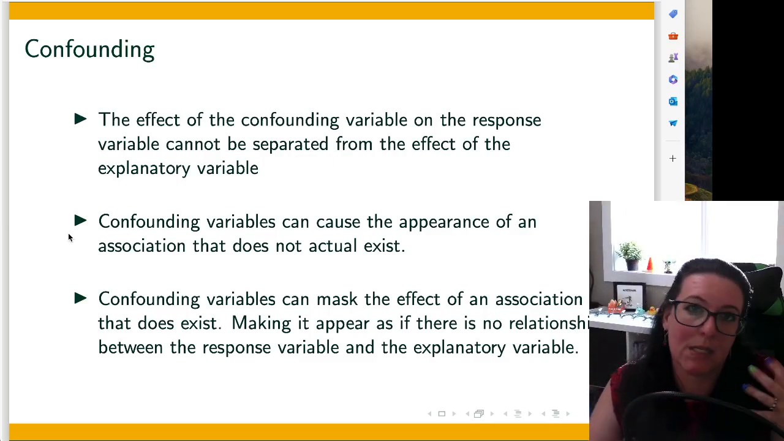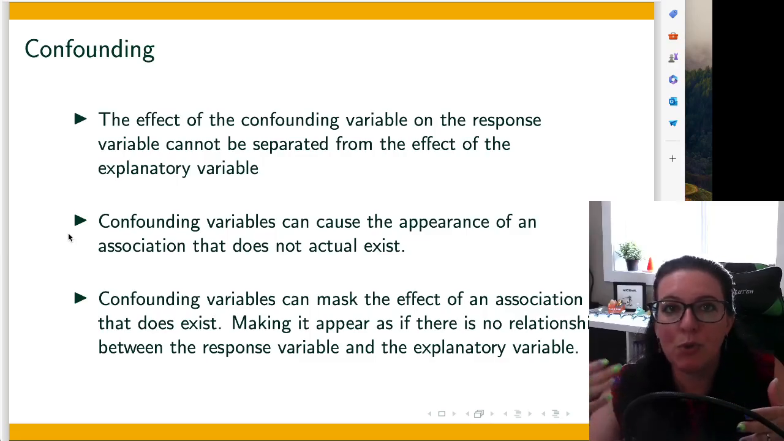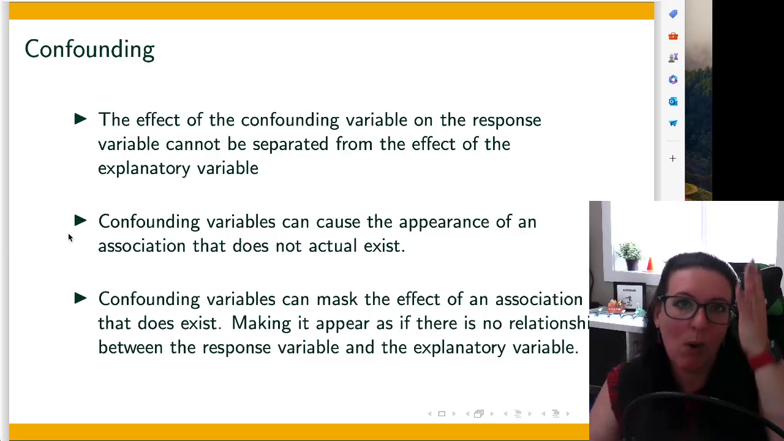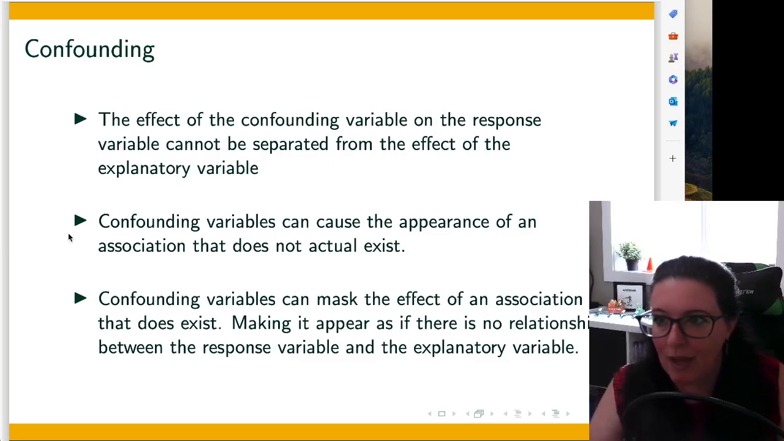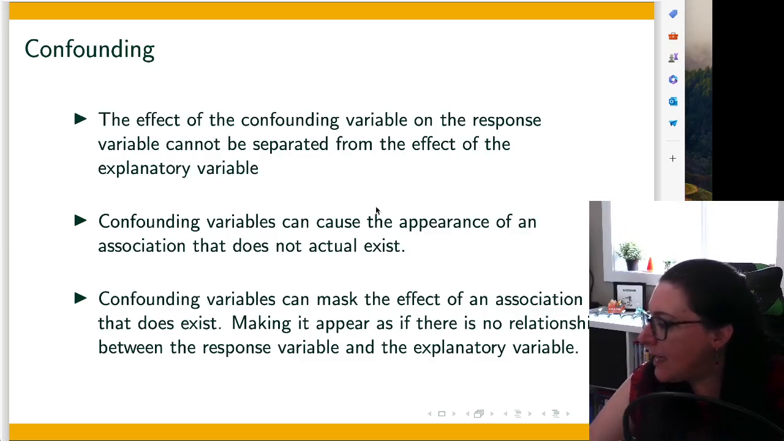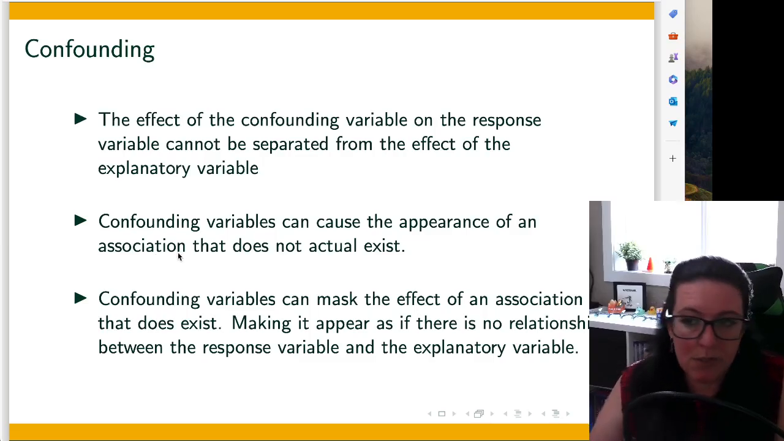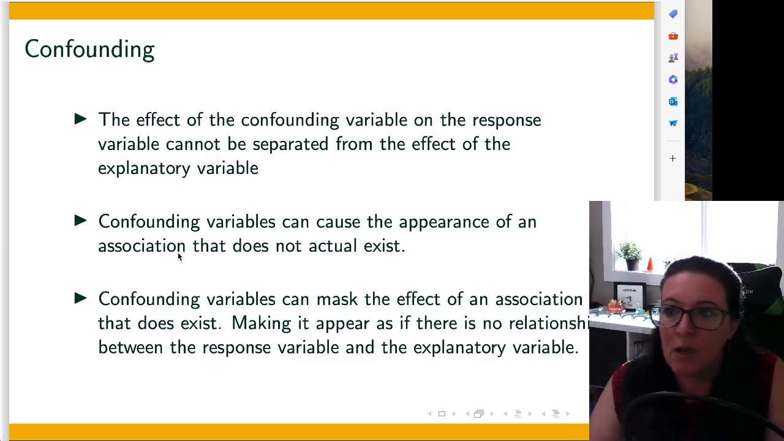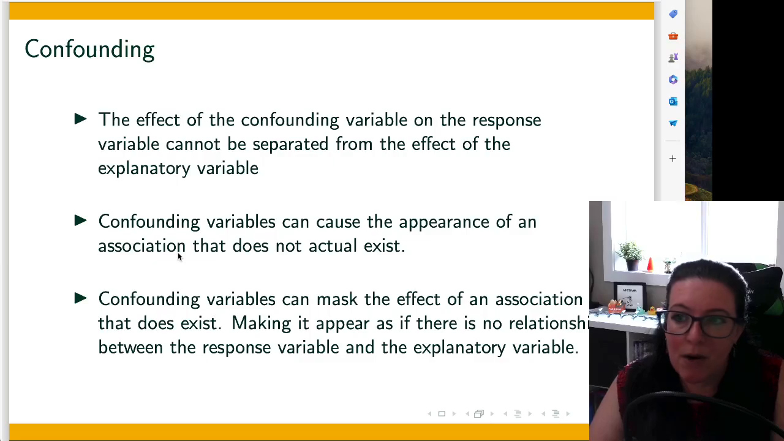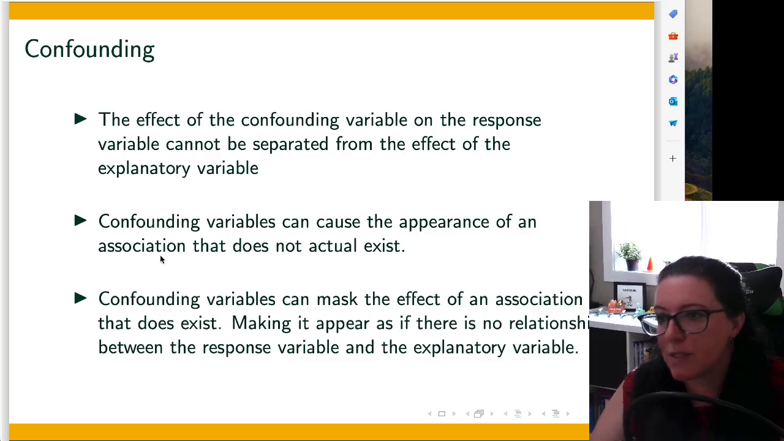Remember, what we really want with experimental design is to be able to get to cause. We want a treatment. We want to know if that treatment is effective. Okay? And so the challenge with confounding is it can cause the appearance of association that does not actually exist. So maybe students remember things better 6 months later, not because of how they were taught, but because of whether or not they like the instructor. Confounding variables can mask the effect of the association, or make it appear as if there is a relationship when maybe there's not, because there's some other variable that's not being accounted for.